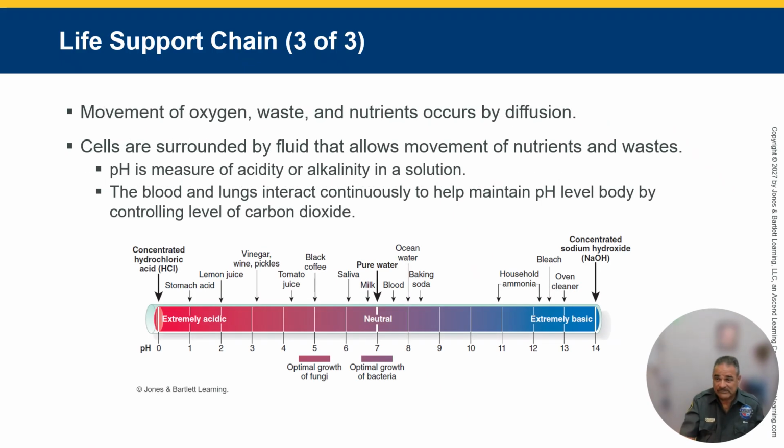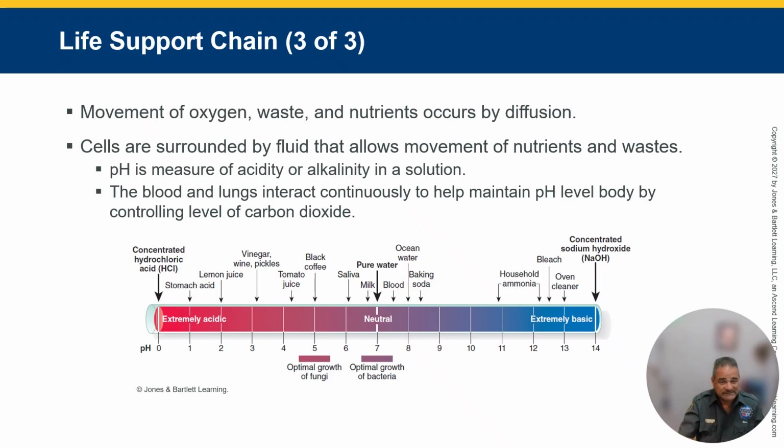So movements of oxygen, waste, and nutrients occur by diffusion. We've talked about this. Moving from an area of higher concentration to an area of lower concentration. That is diffusion, okay? Cells, on the other hand, are surrounded by fluid that allows for easy movement of nutrients and waste. pH is the measure of acidity or alkalinity in a solution. The blood and lungs interact with each other continuously to help to maintain the pH level in the body, controlling the level of carbon dioxide.